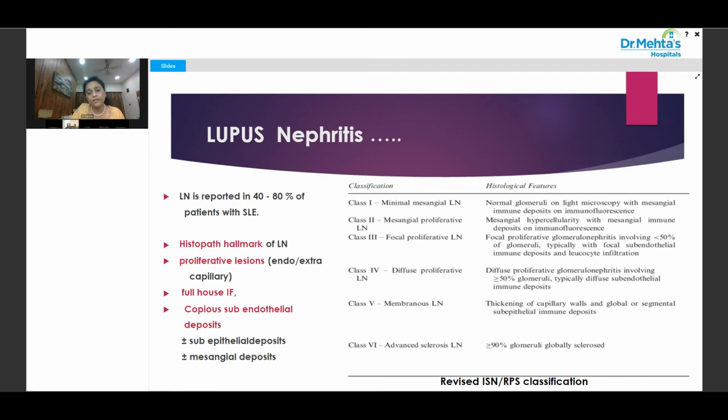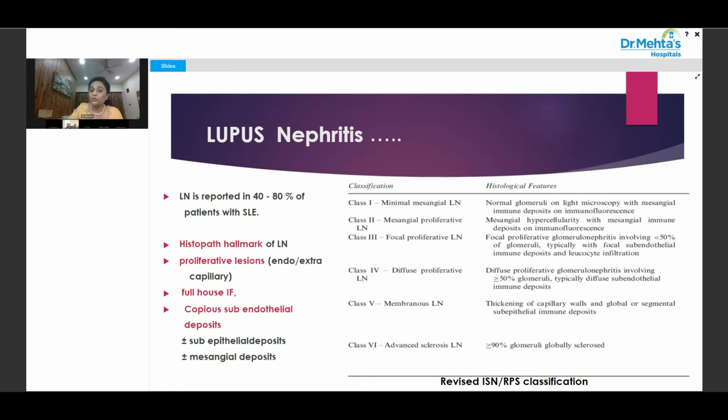Classification is into class 1 to 6. This is according to the ISN RPS classification. And the first two are showing usually mesangial lesions. Second one is mesangial proliferative, then focal proliferative, diffuse proliferative, last membranous, and then sclerosing. So most commonly, if you think of lupus nephritis, you think of proliferation, necrosis, and you think of subendothelial deposits. So this girl was behaving atypical.